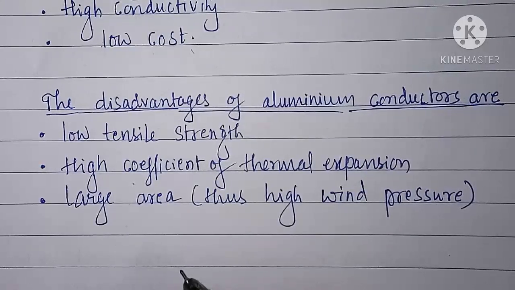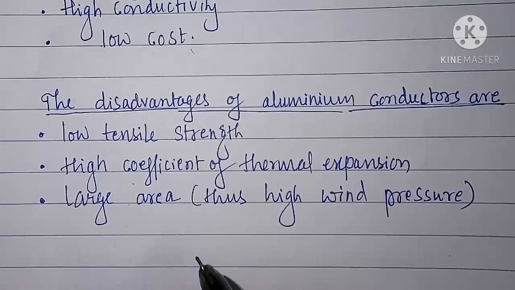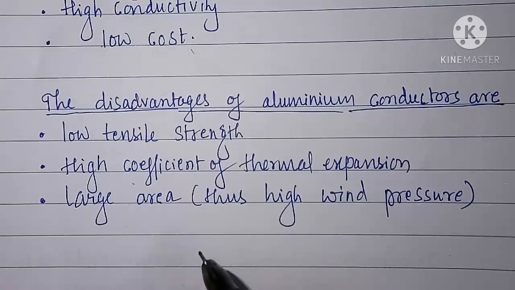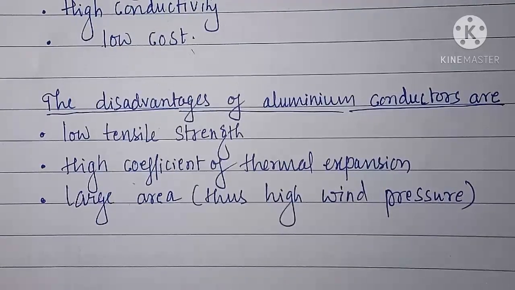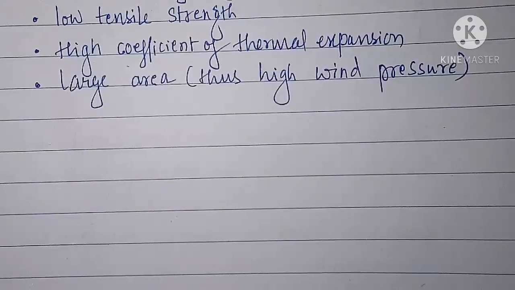In modern overhead transmission systems, bare aluminum conductors, that is without any insulation, are used, and these bare aluminum conductors are classified as all aluminum conductor, all aluminum alloy conductor, aluminum conductor steel reinforced, aluminum conductor alloy reinforced. Now write down these points first and then we will continue.